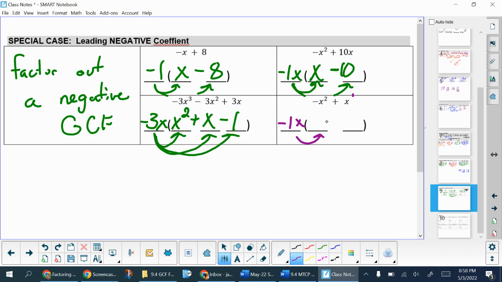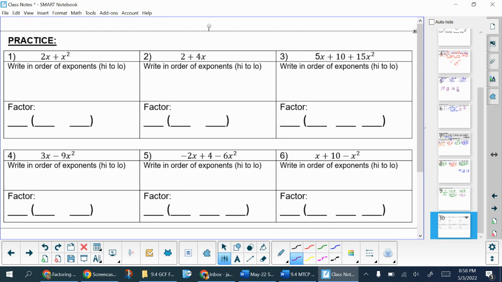So negative x times what makes negative x squared? Well, I've got to take x times x to get x squared. And that negative sign makes it negative. Negative 1x times what makes a positive x? I need that negative 1. Negative 1 times negative 1 makes positive 1, and I've already got the x. So there we go.